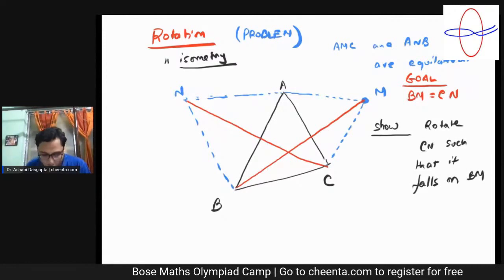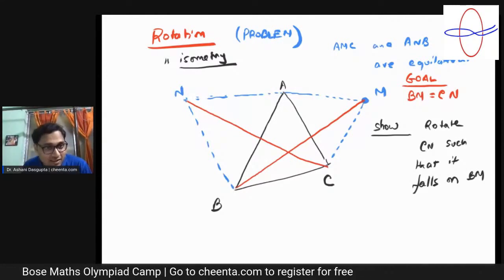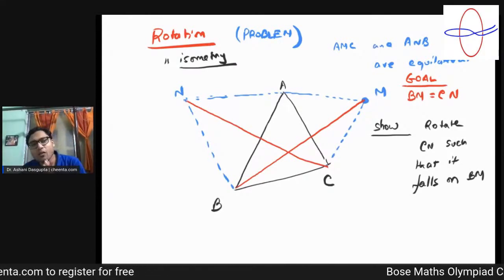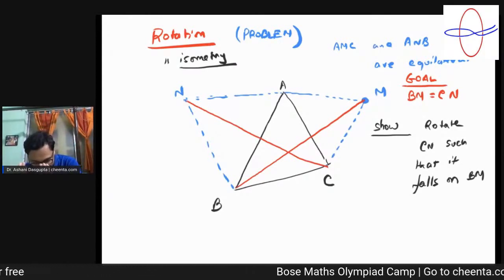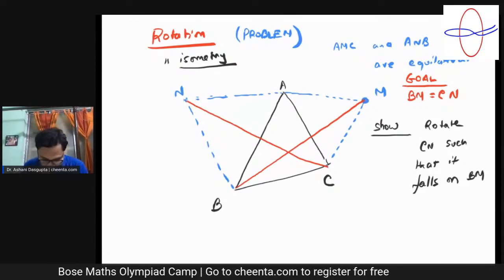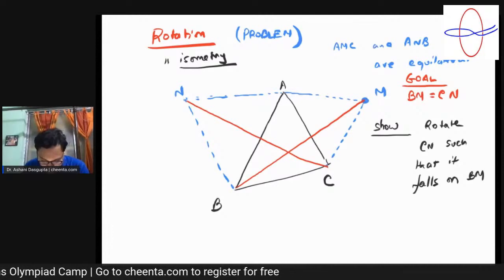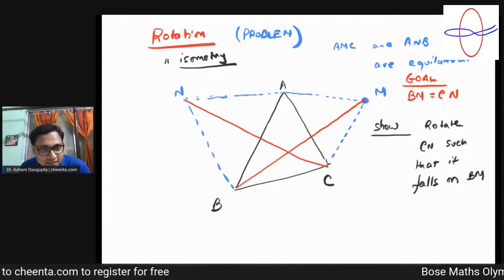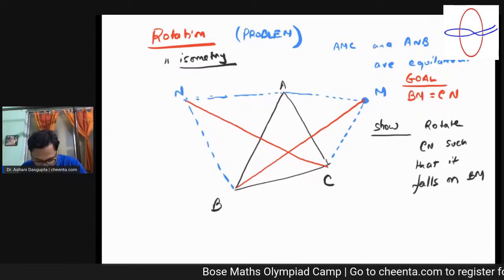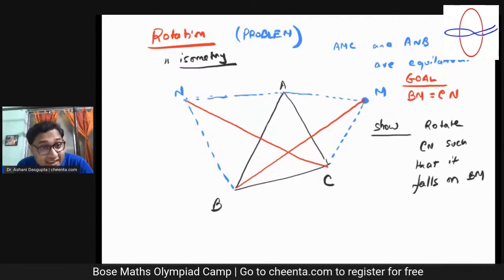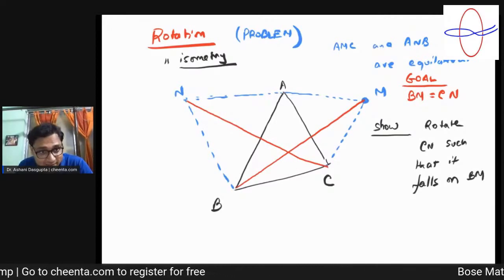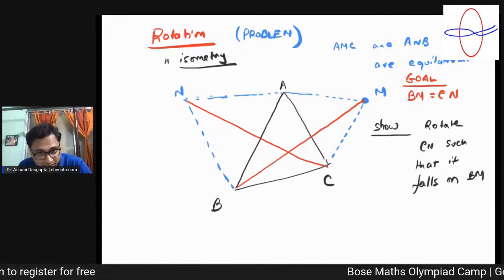So can any one of you tell me, first you have to think, of course, and then tell me, what would be the proposed center of rotation? Raghav and Madhu Mahesh are suggesting that the center of rotation is A. That's their suggestion.